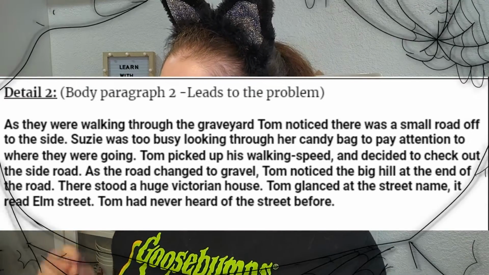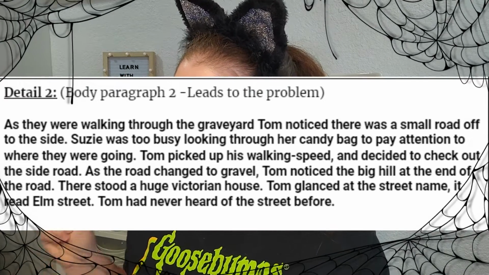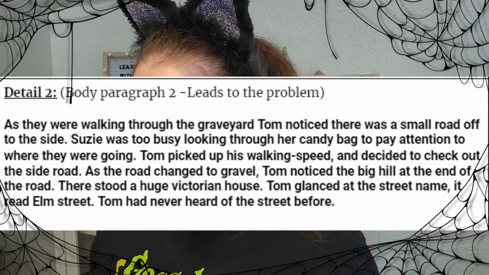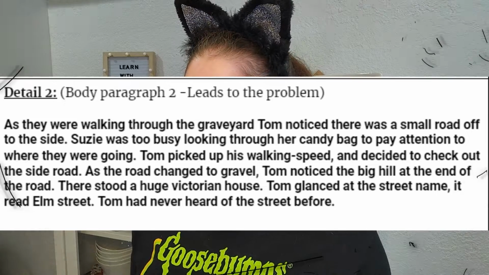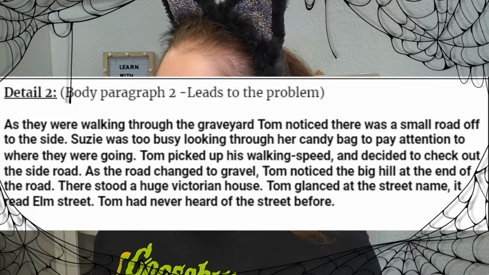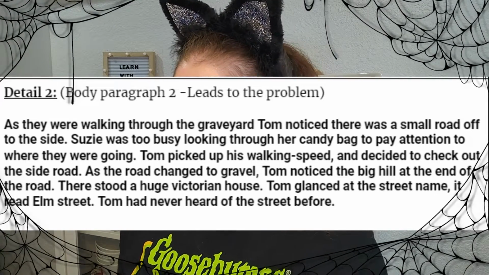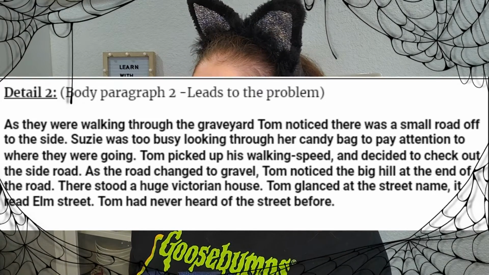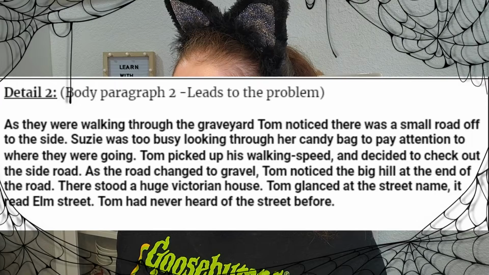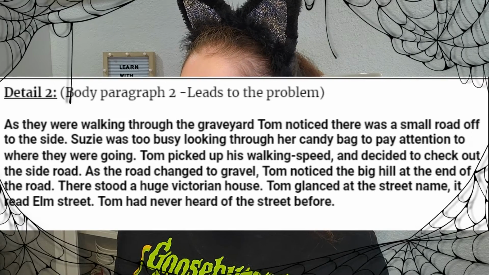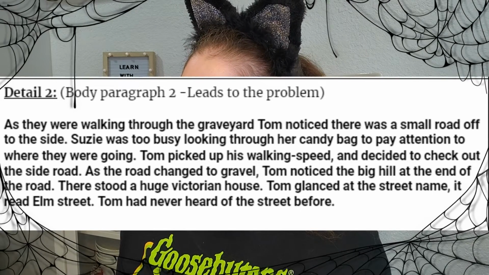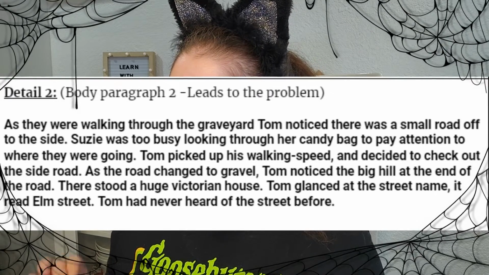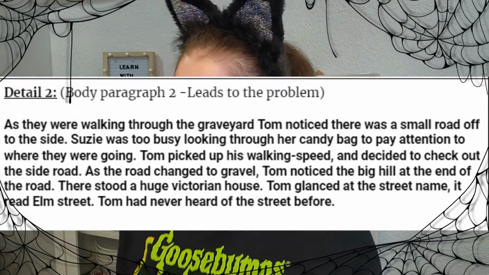As they were walking through the graveyard, Tom noticed there was a small road off to the side. Susie was too busy looking through her candy bag to pay attention to where they were going. Tom picked up his walking speed and decided to check out the side road. As the road changed to gravel, Tom noticed the big hill at the end of the road. There stood a huge Victorian house. Tom glanced at the street name. It read Elm Street. Tom had never heard of the street before.